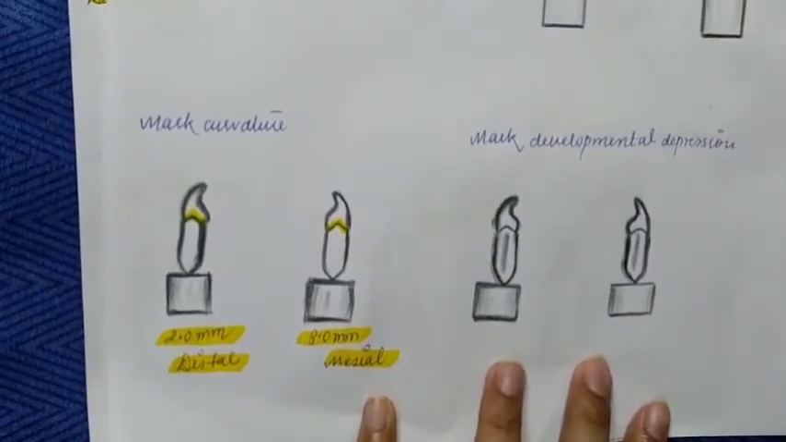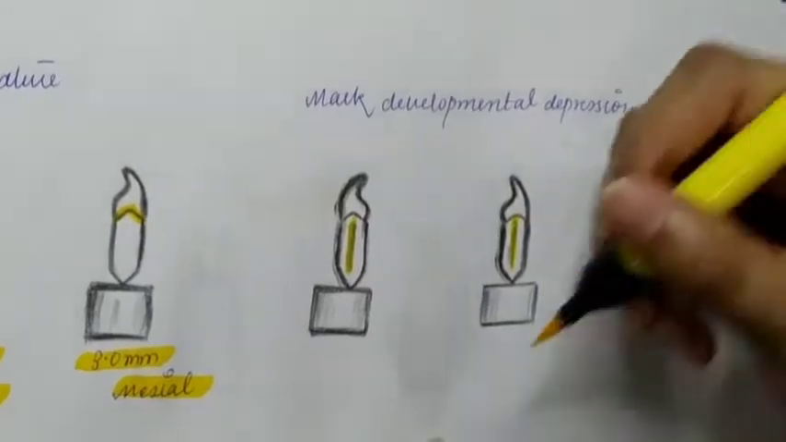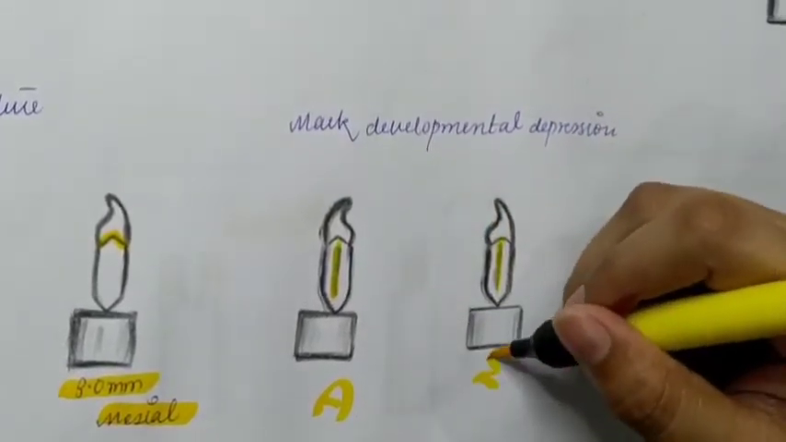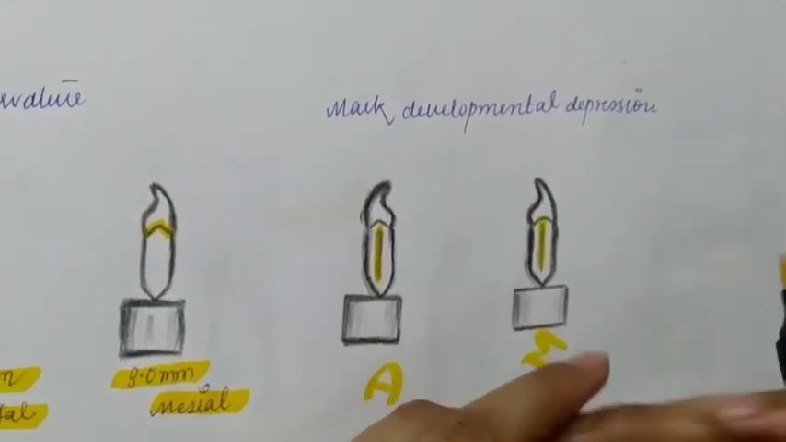So now we have to mark the developmental depressions. These are the developmental depressions. We have to mark this in the distal and the mesial side. Now this part will be continued by carving.